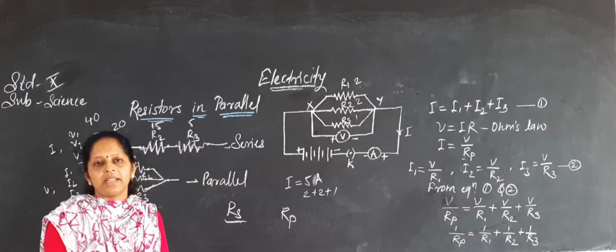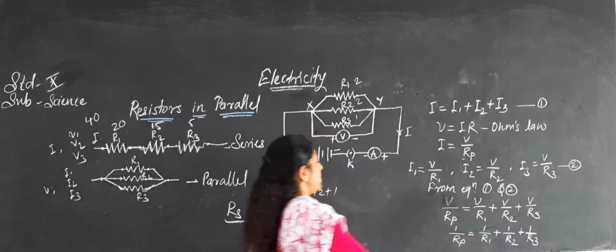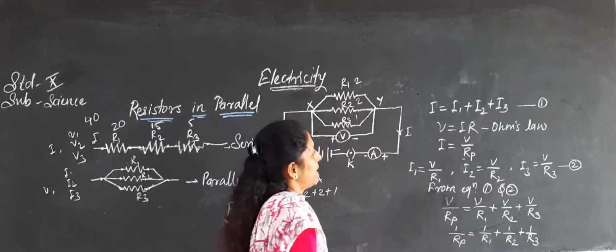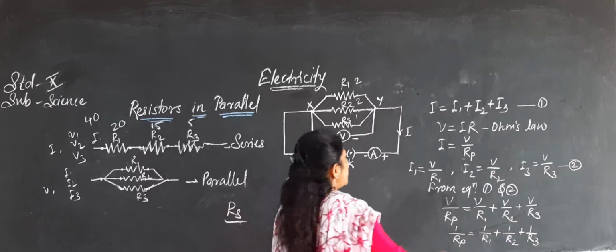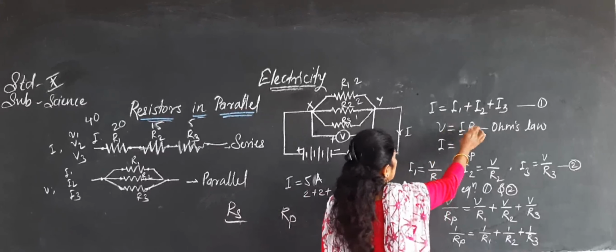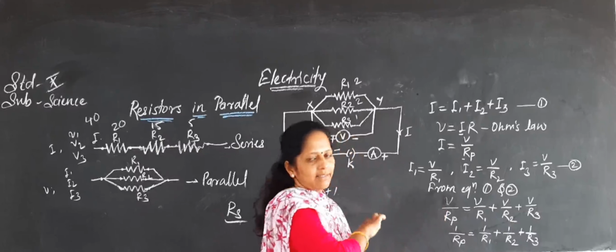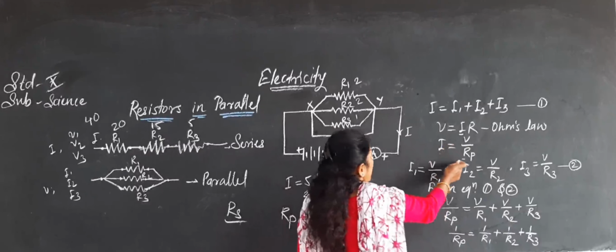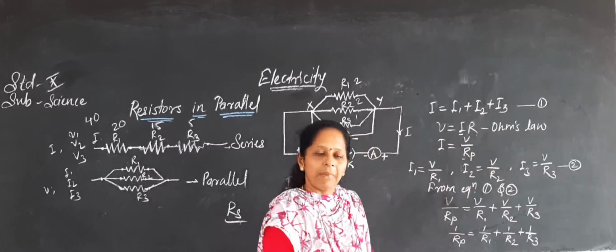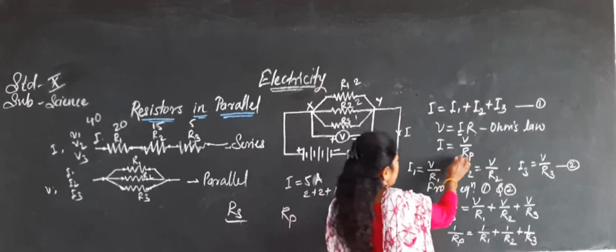By applying Ohm's law to the parallel combination of resistors, V is equal to IR. Then I is equal to V divided by Rp. Ohm's law says I is equal to V by R, and here R means Rp, the resistors in parallel. Yesterday we saw resistors in series, and now resistors in parallel.